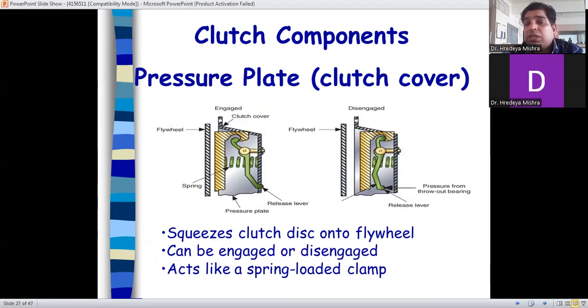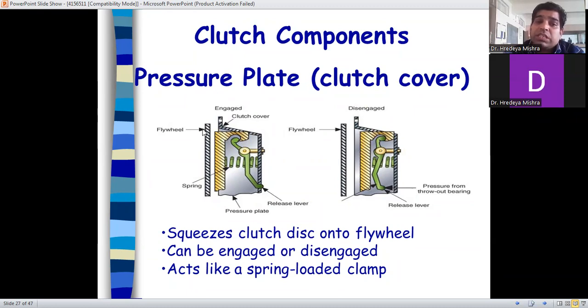Okay, again clutch components, continue. This is the pressure plate or clutch cover. Here you can see the lever is there. When we press the lever, what happens? This segment goes upside. So what happened? This allows it to disengage. This is the disengage position, and this is the engage position.